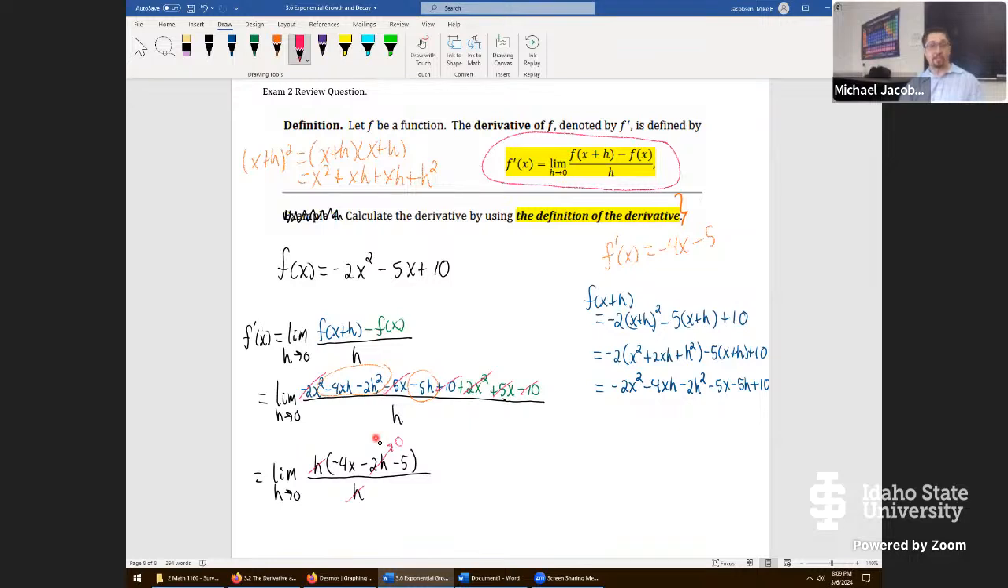This one wasn't a cancellation. This one went to 0 in the limit, so I usually put an arrow to indicate that. All that's left is -4x minus 5. And you wouldn't have to say anything further because following the equality, you've already said that's the derivative right there.